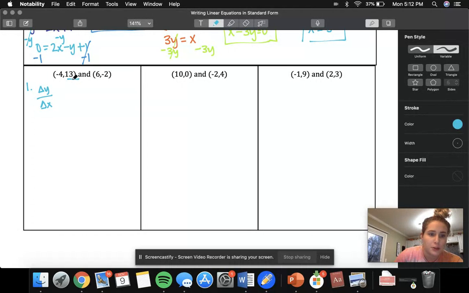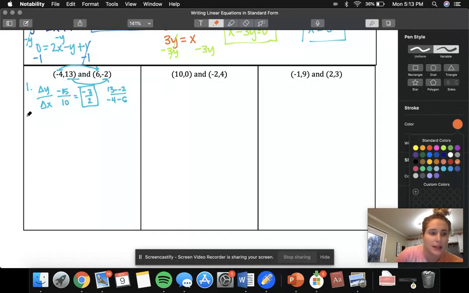So to go from 13 to negative 2 would be down 15. To go from negative 4 to positive 6 would be up 10. You could also use the slope formula: 13 minus negative 2, over negative 4 minus 6. You would just get a flip-flop negative. But we would simplify it either way to a negative 3:2 ratio. So that is my slope.